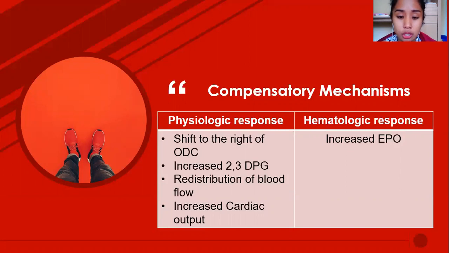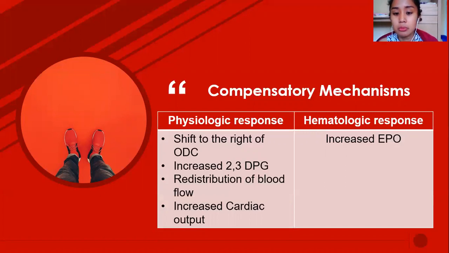What are the other responses? The oxygen dissociation curve will tend to shift to the right. Paano ba mag-shift to the right? So, for example, it will produce more 2,3-DPG because 2,3-DPG will facilitate the release or delivery of more oxygen. And so it will shift it to the right.